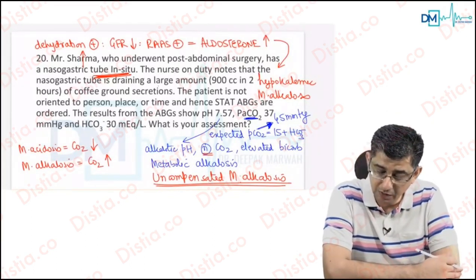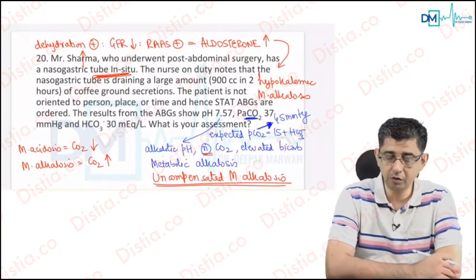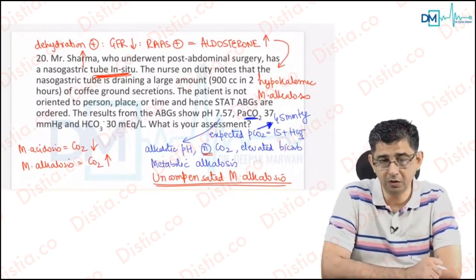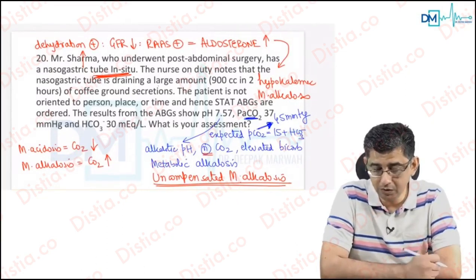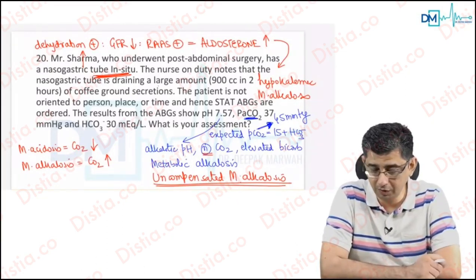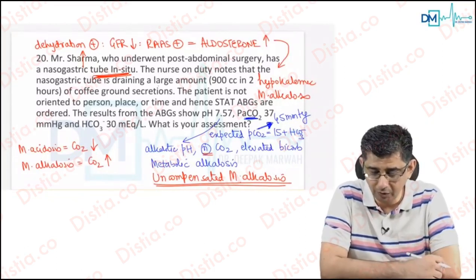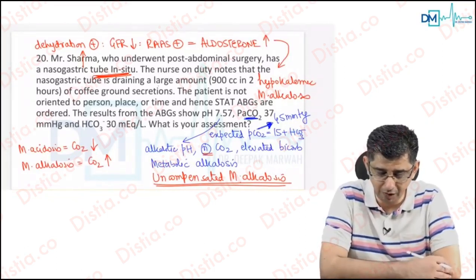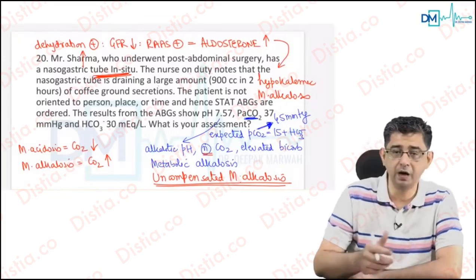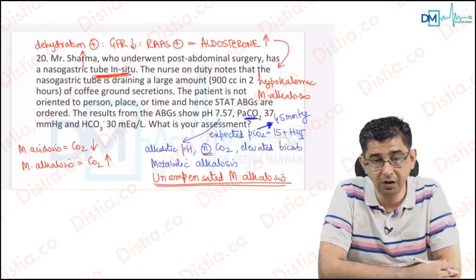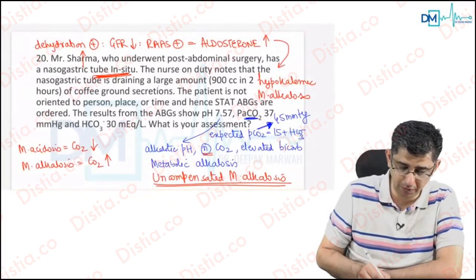And on the other hand, if the values turn out to be higher, then it could be a mixed disorder. It could be a combination of metabolic alkalosis with respiratory alkalosis developing in a patient. I'll talk about the mixed disorder subsequently. But at the moment, since in this patient the value of PCO2 is normal, the compensatory process has not started. Let's take up the next one.